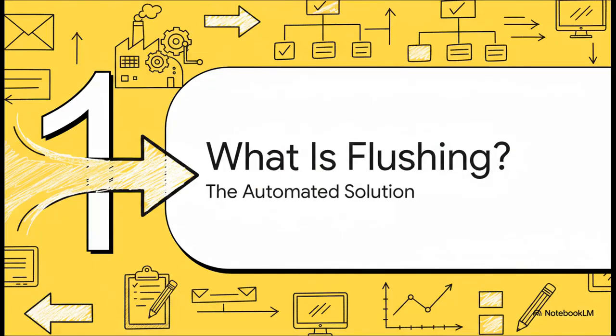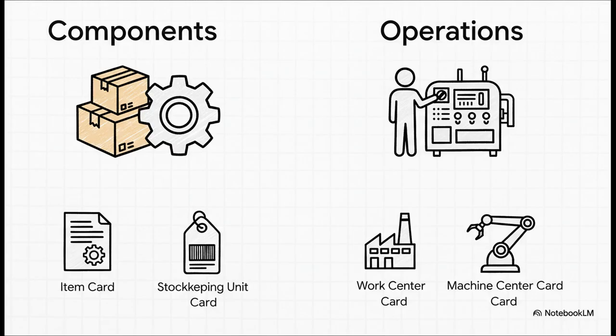Okay, let's dive in. At its heart, flushing is all about one thing: simplifying how you record what's actually happening on your shop floor. It's about taking that repetitive, manual work right off your plate. First things first, where do you actually set this stuff up? Well, for your materials, your components, you'll set the default flushing method on the item card or maybe the stock keeping unit card. For your labor and machine time, what we call operations, you'll set that on the work center or machine center card. Setting these defaults is huge because it means the system knows what to do without you having to tell it every single time.